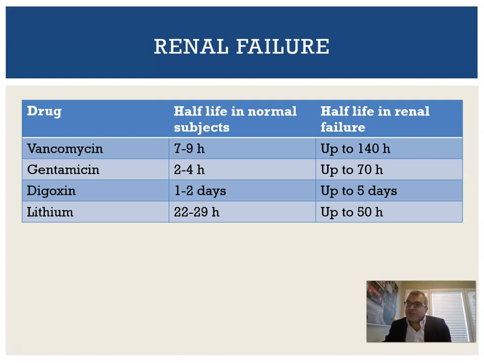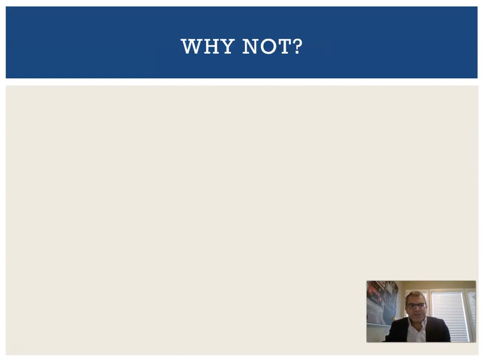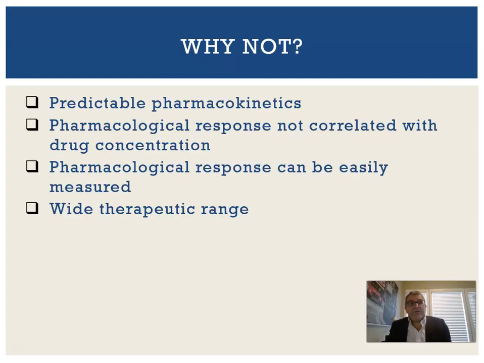So in the previous slides, we focused on why you do TDM. But the question is, why don't we need to do TDM? For example, in drugs with predictable pharmacokinetics, where the dose is linear with the concentration, right? And there are minor drug interactions, so there is no need to do that. Also when the pharmacological response is not correlated with drug concentration.